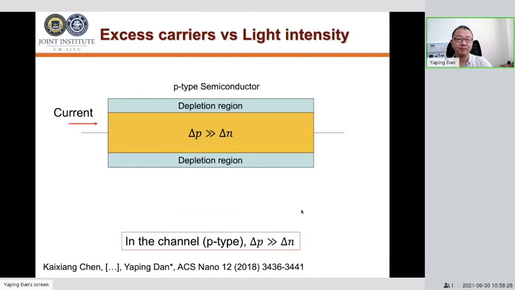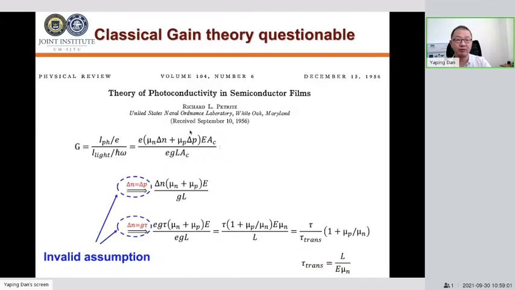under light illumination, the excess carriers will be separated by the depletion region and cause the holes to accumulate inside the channel. This is a p-type semiconductor, so the majority carrier will be accumulated inside the channel, and the electrons will be separated by the depletion region and accumulated near the surface. So the photocurrent is contributed mostly by the excess majority carriers, not the excess minority carriers.